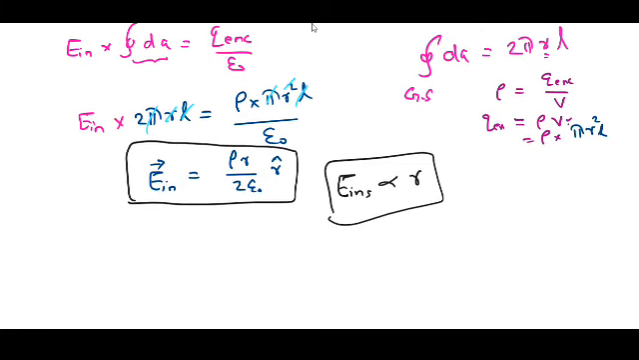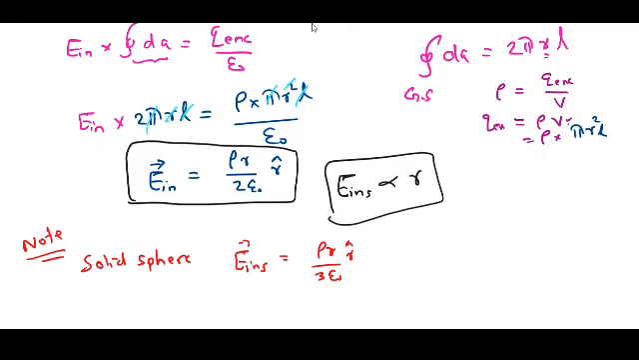If you remember the expression for the electric field inside a solid sphere, E inside is equal to rho r divided by 3 epsilon 0 r cap. But see here for the solid cylinder, E inside is equal to rho r divided by 2 epsilon 0 r cap. In this way you can remember these equations.